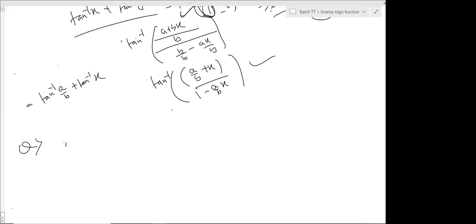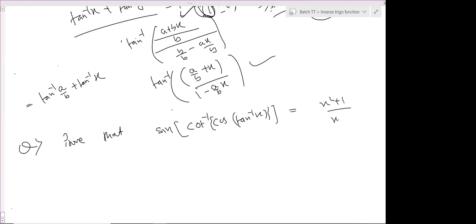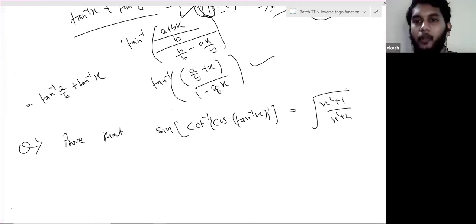Prove that sine of cot inverse of cos of tan inverse x equals under root of (x square plus 1) upon (x square plus 2). This looks very complicated, but it's not very complicated.